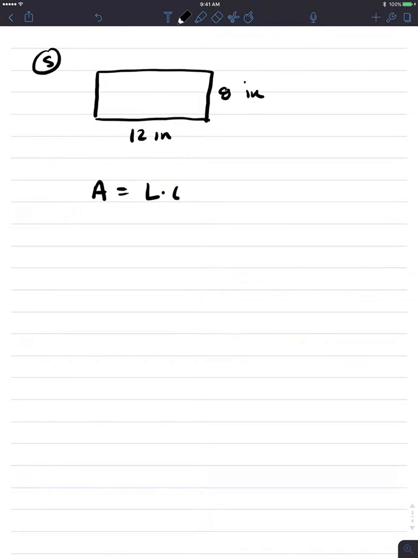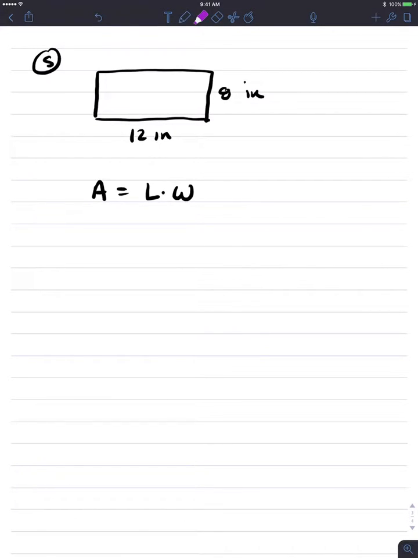Number 5. The length of a rectangle is 12 inches and the width is 8 inches. Determine the area of the rectangle. They're giving us a rectangle where the length is 12 inches and the width is 8 inches. They need us to find the area. The area is length times width.